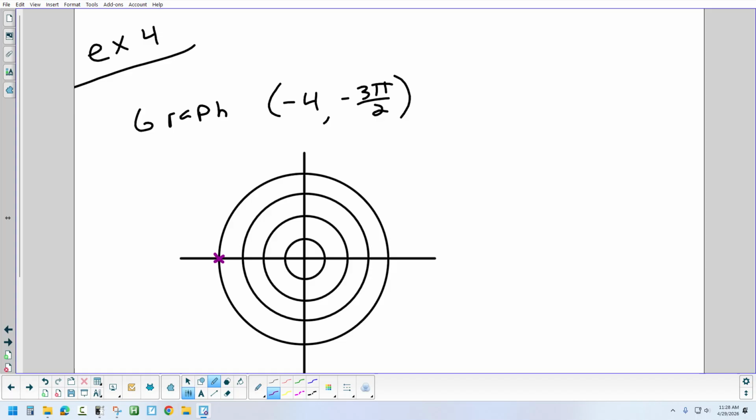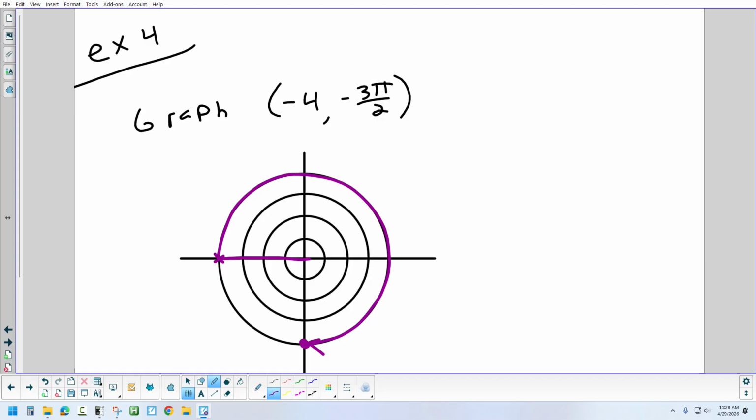Yep. Is that a good 270 mark? Yeah, the 270 mark. So down at the bottom, right? 3 pi over 2 is 270 degrees. That's 3/4 of the way around the circle. So if I draw this, you went left 4, and then you went like that. That's how you got there.